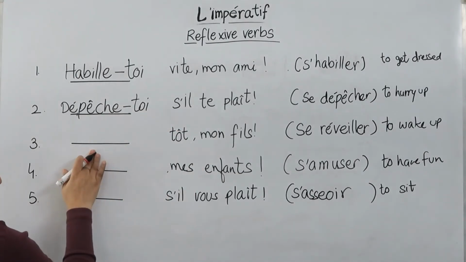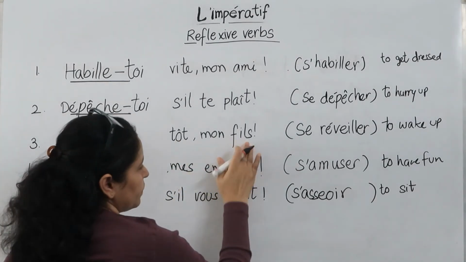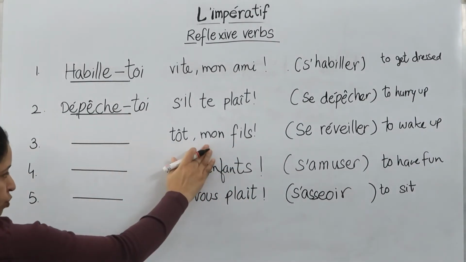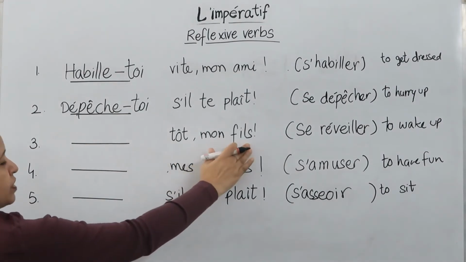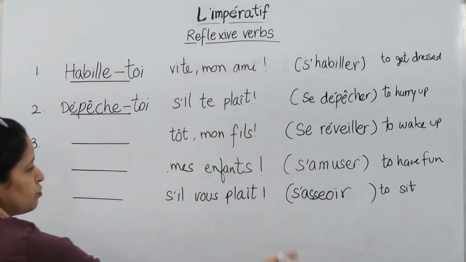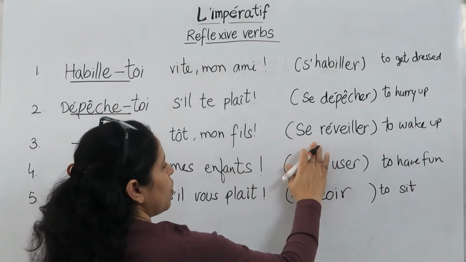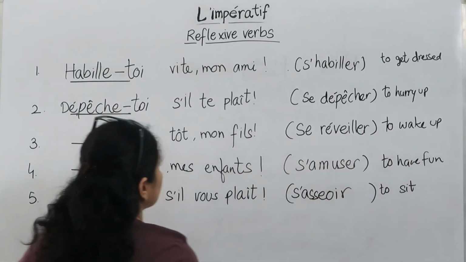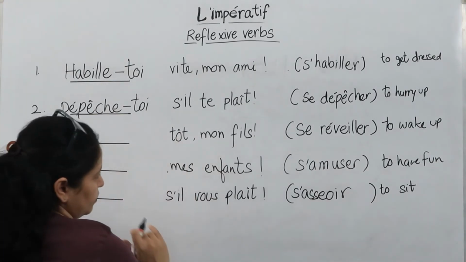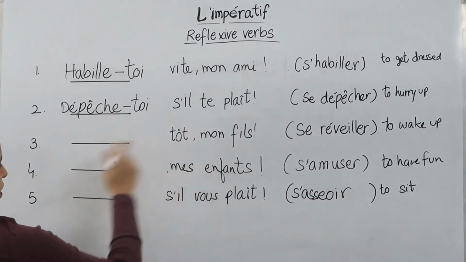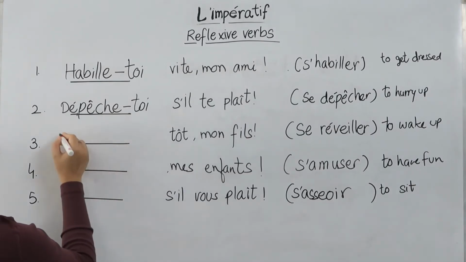Third one, dash tôt mon fils. Again, I am talking to someone with whom I am informal. Mon fils means my son. So, obviously, if I am talking to my son, who is younger to me, I will use the informal case. Verb is se réveiller, to wake up. So, I am saying wake up early, my son. So, if I am giving this command to my son, I am going to use the tu case.